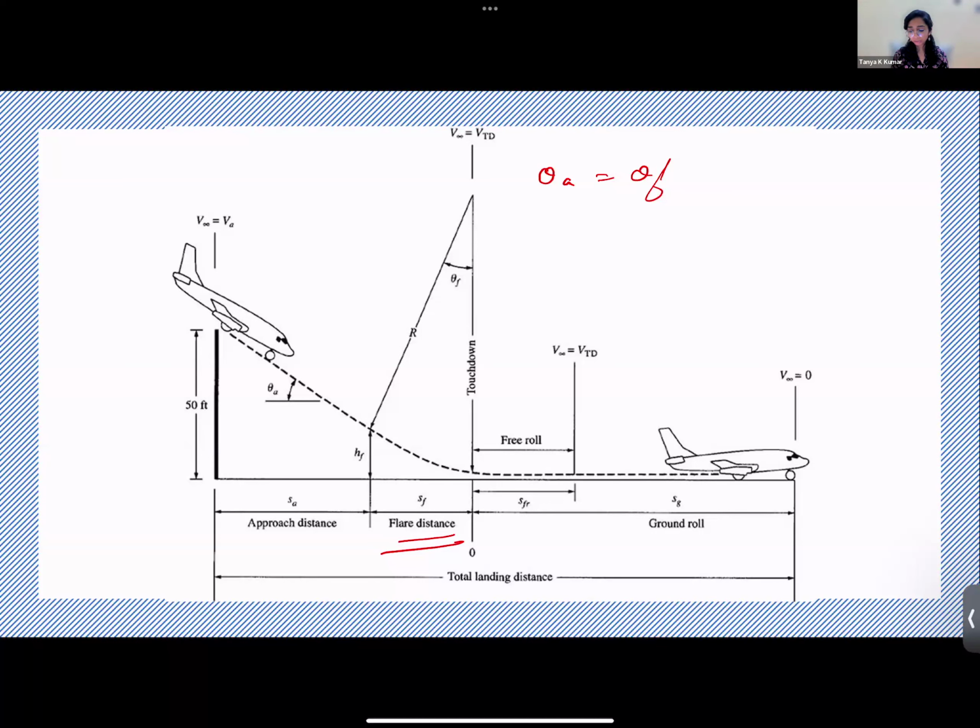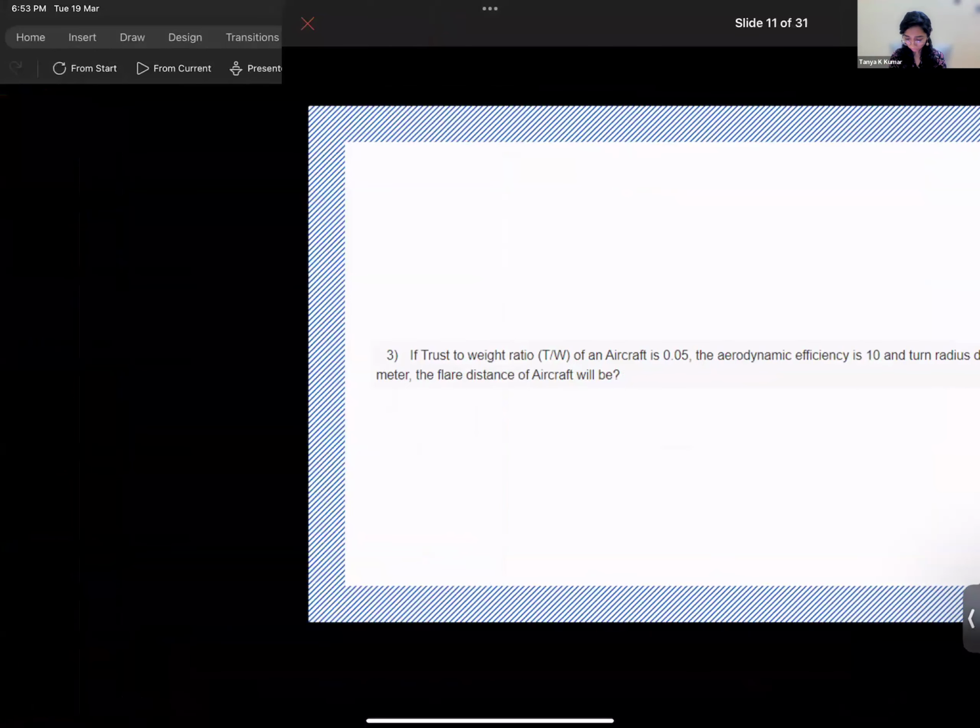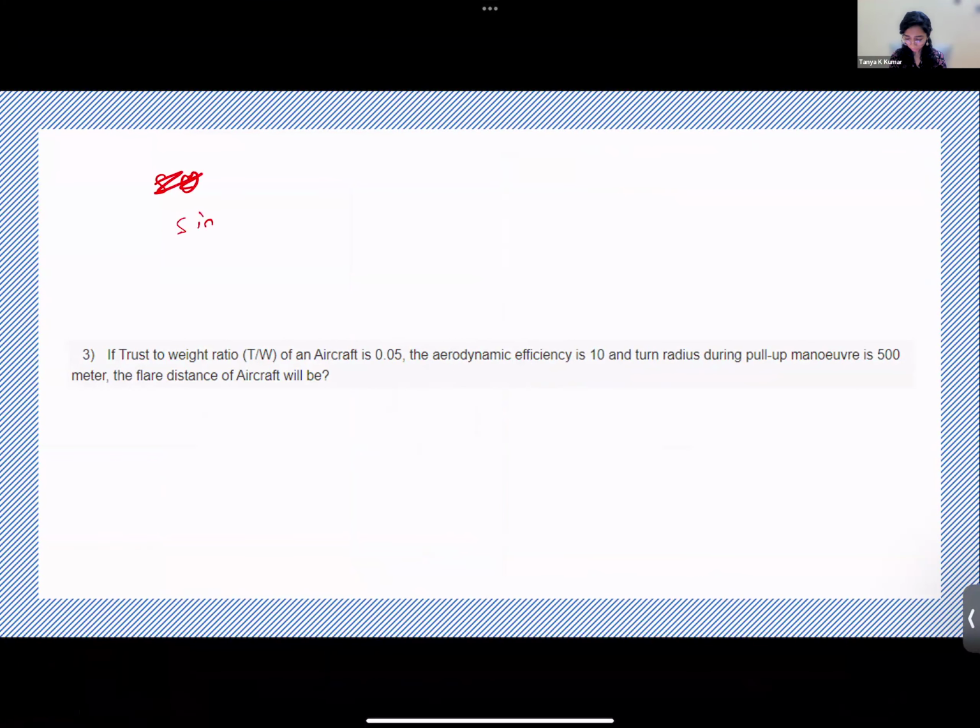What was the approach angle formula? We'd done this in the last, I think it's part of your assignment. What is the approach angle formula? Sine theta A. What was the formula? Please go back and look at the questions of the previous assignment, and then you might be able to do this, or the previous notes of the previous session. Approach angle formula, what was it?